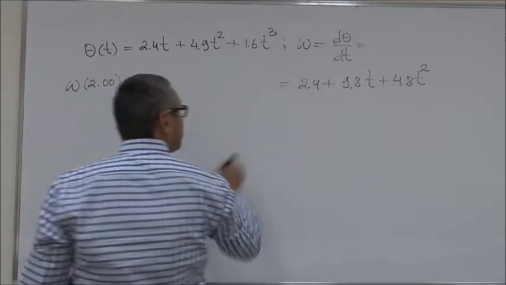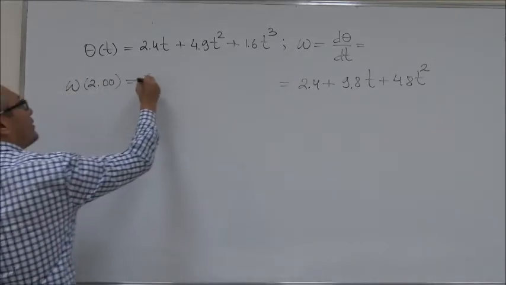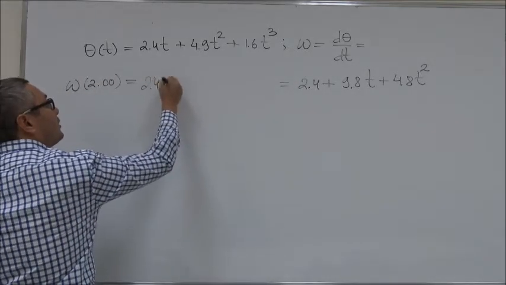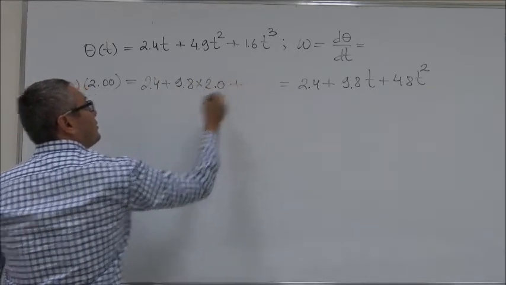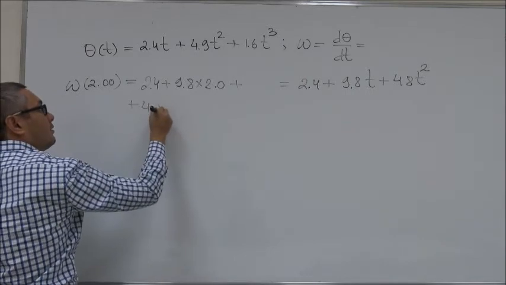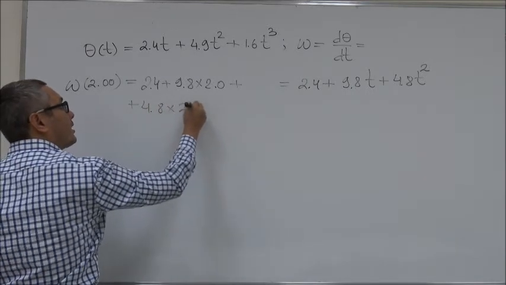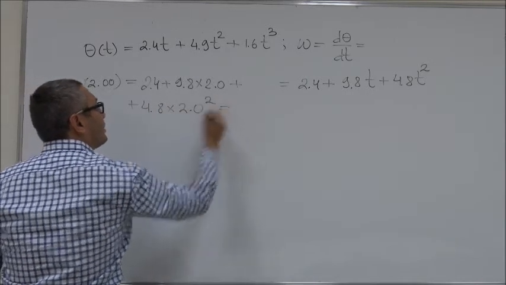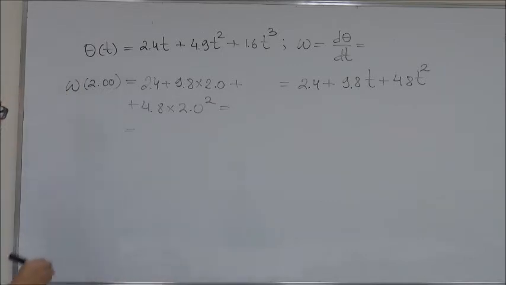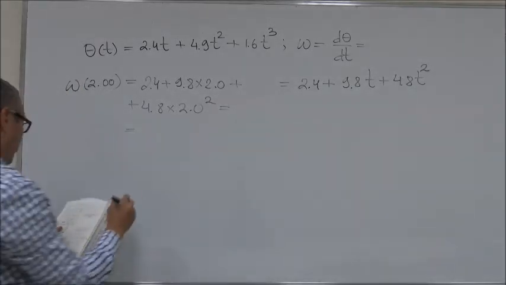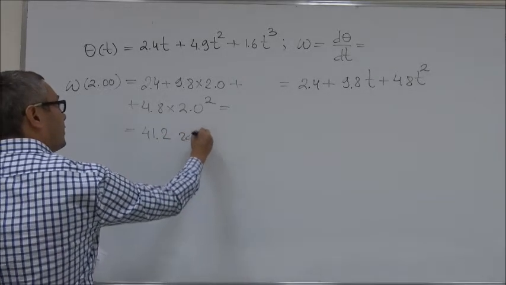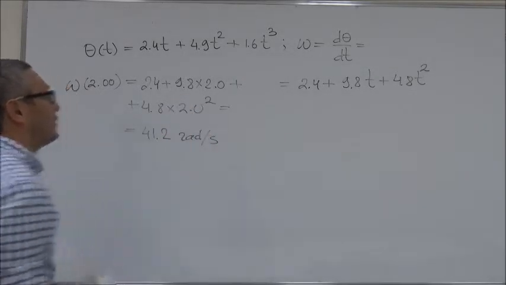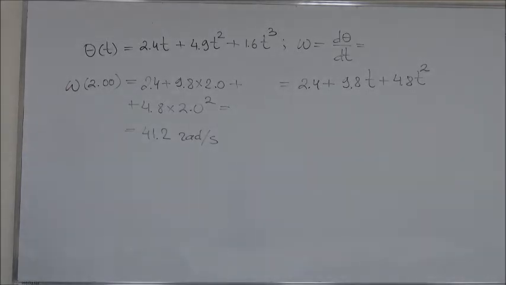So now we are ready to put the number in. So we have 2.4 plus 9.8 times 2 plus 4.8 times 2 squared. So this is equal to 41.2 radians per second. So this is the angular speed at time t equals 2 seconds.